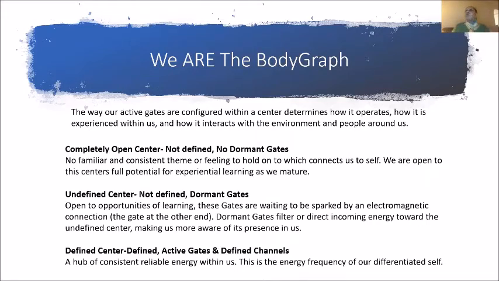So there are 3 ways your center can be defined. It is completely open, which means it's all white and it has no dormant gates. It is undefined, which means it's white, but it does have gates highlighted, or it's defined, which means that particular center on the graph has a color. So when you have things on your graph that have color, those are the energy frequencies that make up who you are on a consistent basis.